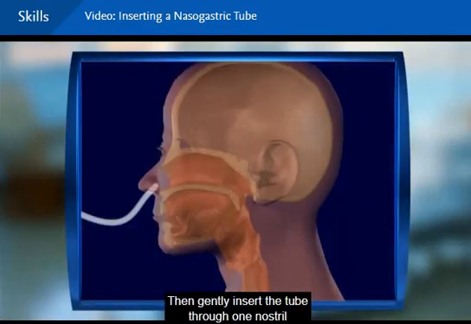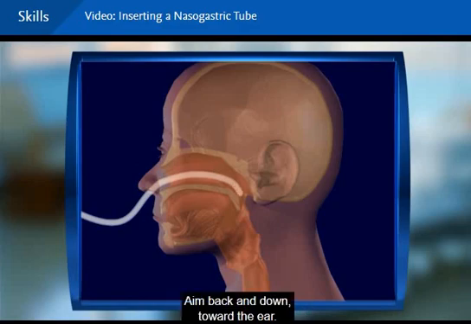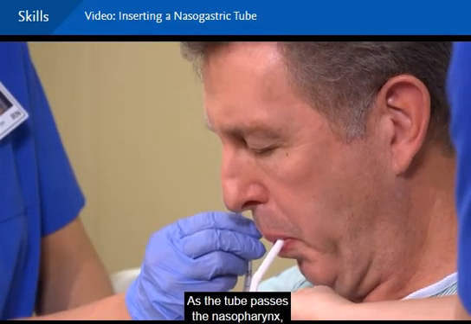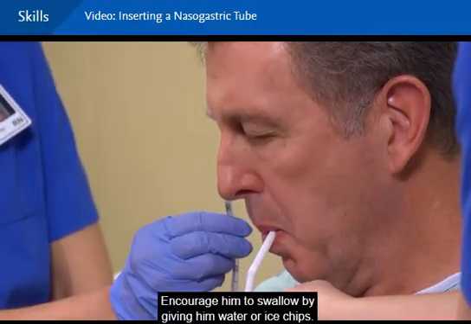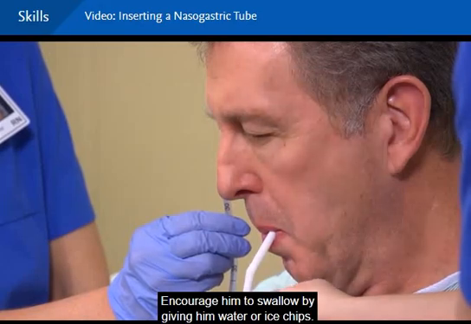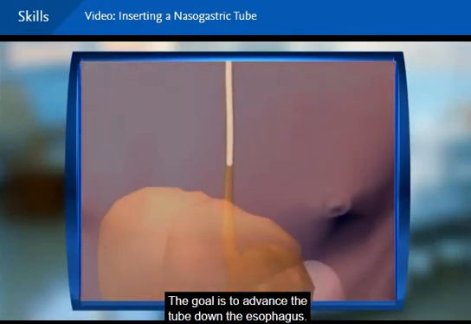Then gently insert the tube through one nostril to the back of his throat. Aim back and down toward the ear. As the tube passes the nasopharynx, have the patient bend his head toward his chest. Encourage him to swallow by giving him water or ice chips. The goal is to advance the tube down the esophagus.